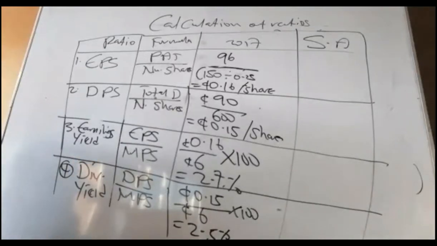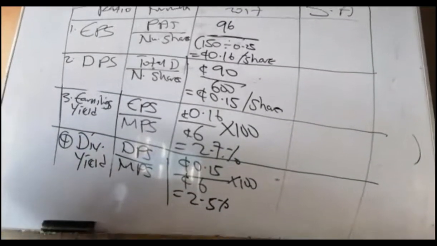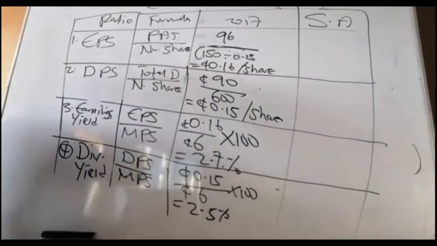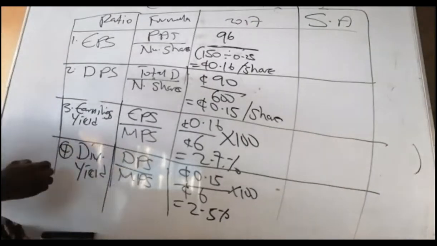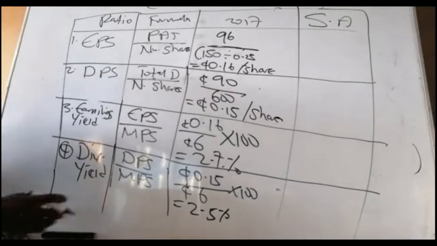Okay. Now let's continue the game. The game is getting interesting. So now we are done with the yields. Let's go to the PE ratio. Price earnings ratio.